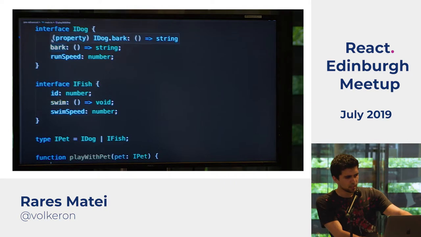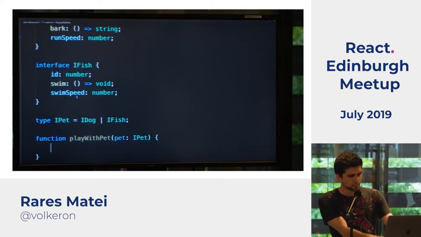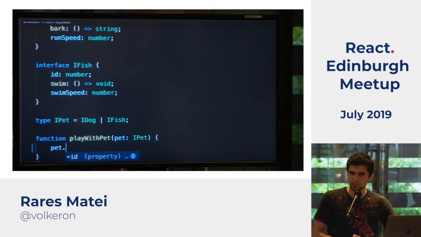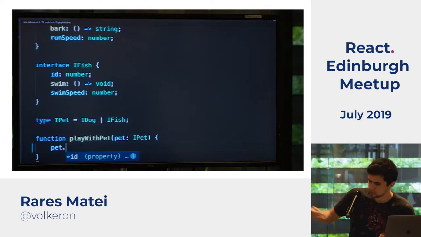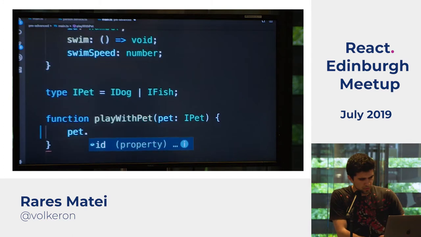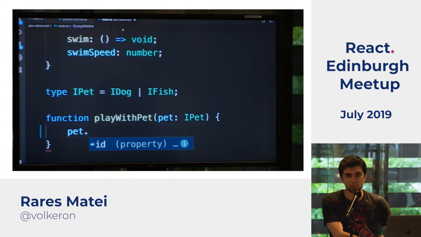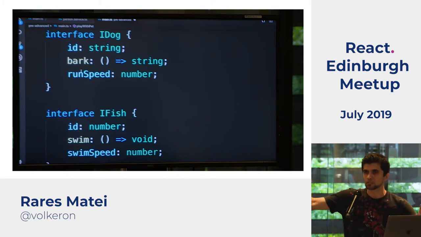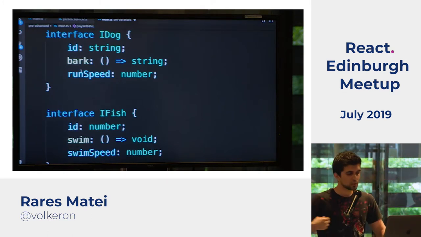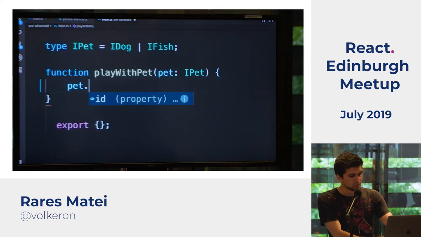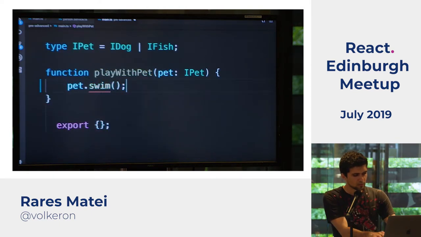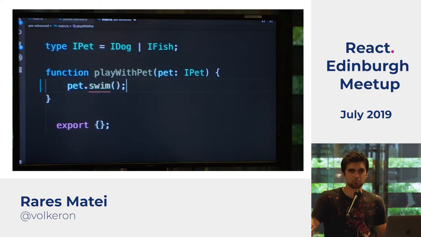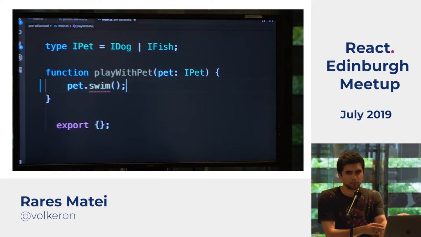You can see these are the properties from them. And if I try in this function to call something on pet, the only thing it's going to let me call, and I don't know if you can see that, is the ID property. Why is that? The ID property is the only one that's common between those two types, right? It can't let me call swim on it, because what if it's a dog? A pet is also a dog. This function could be called with a dog, okay?